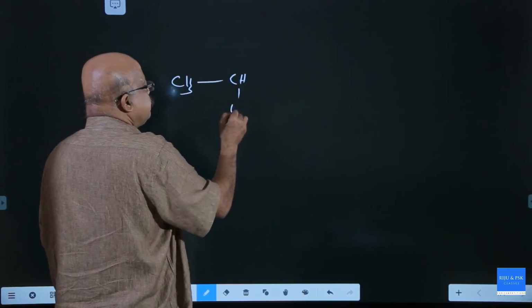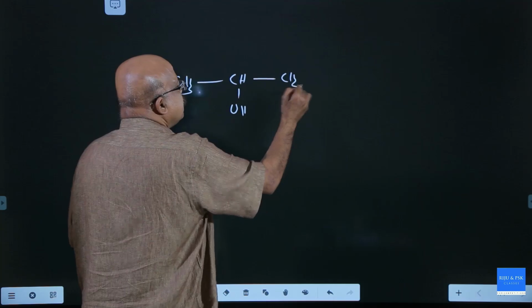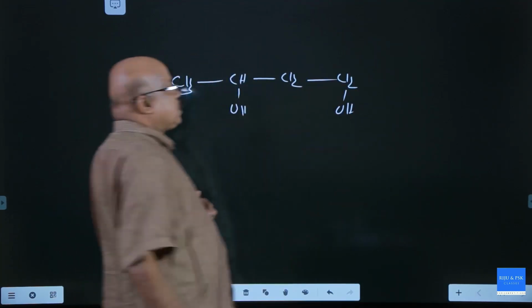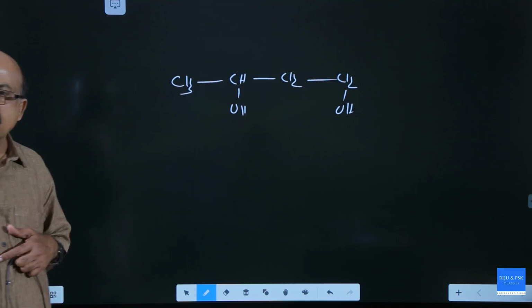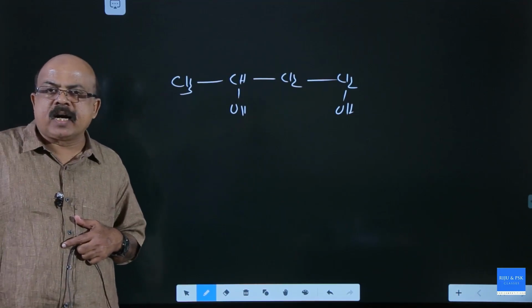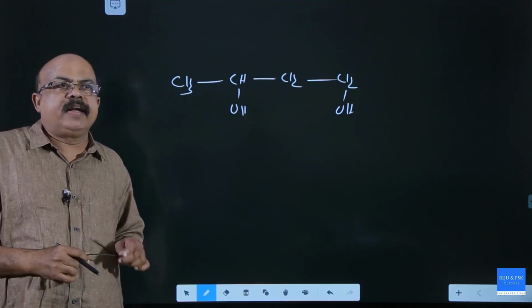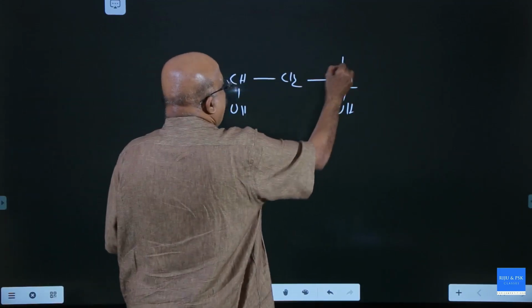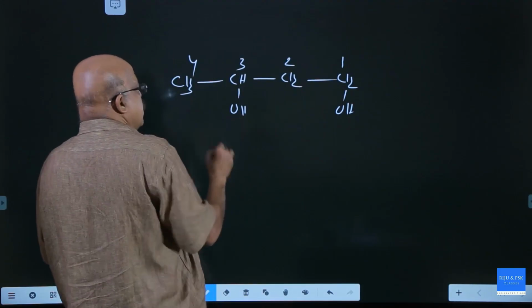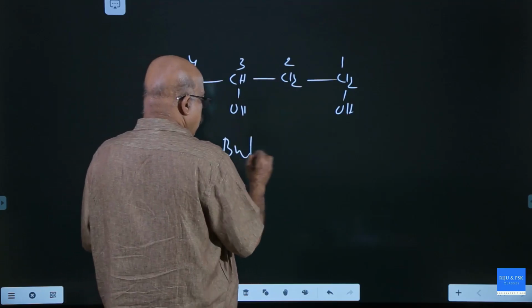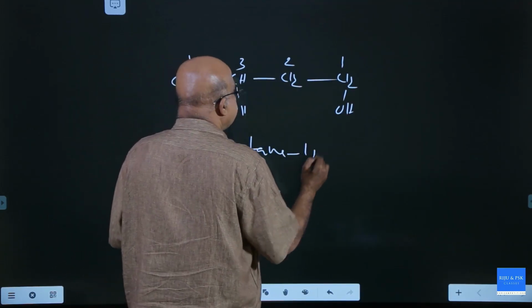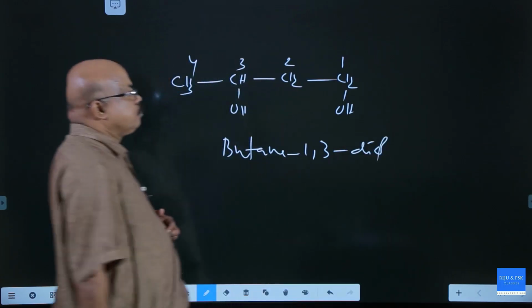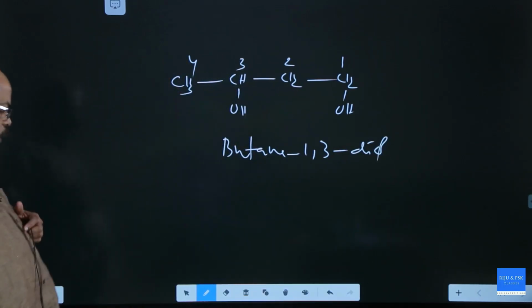CH3, CHOH, CH2, CH2OH. Two OH groups. Identify the possible longest carbon chain. 1, 2, 3, 4. It is butane-1,3-diol.